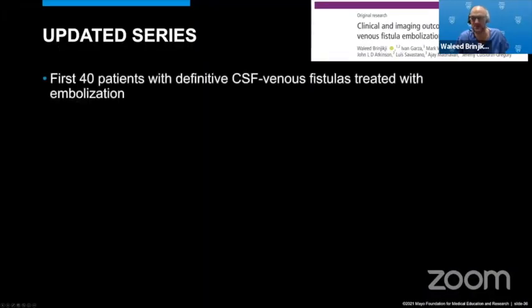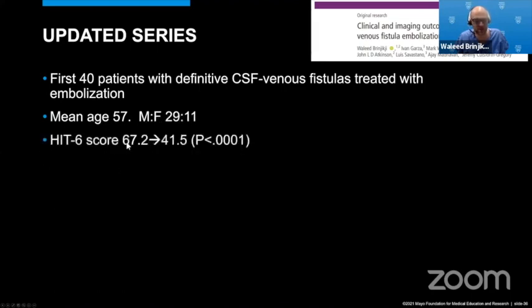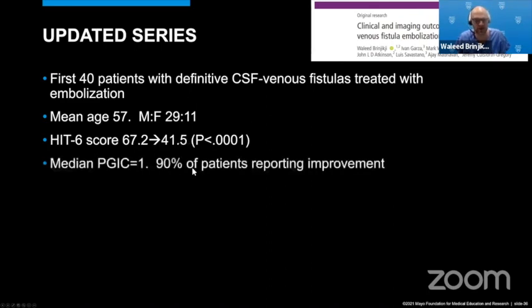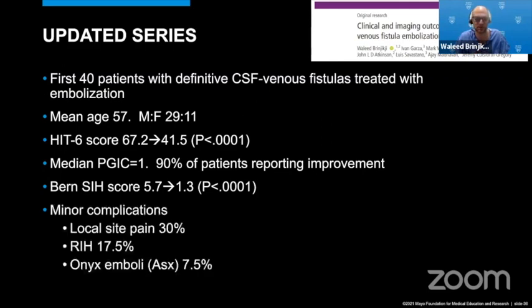Our updated series was our first 40 patients. The female to male ratio, not male to female, female to male was 29 to 11. Mean age was 57. HIT-6 score dropped. HIT-6 score is a marker of headache severity. 78 is the highest, 36 is the lowest. It dropped from 67 to 42. And 90% of patients reported improvement. And Bern SIH score, which is a marker of severity of brain sag, dropped from 5.7 to 1.3.